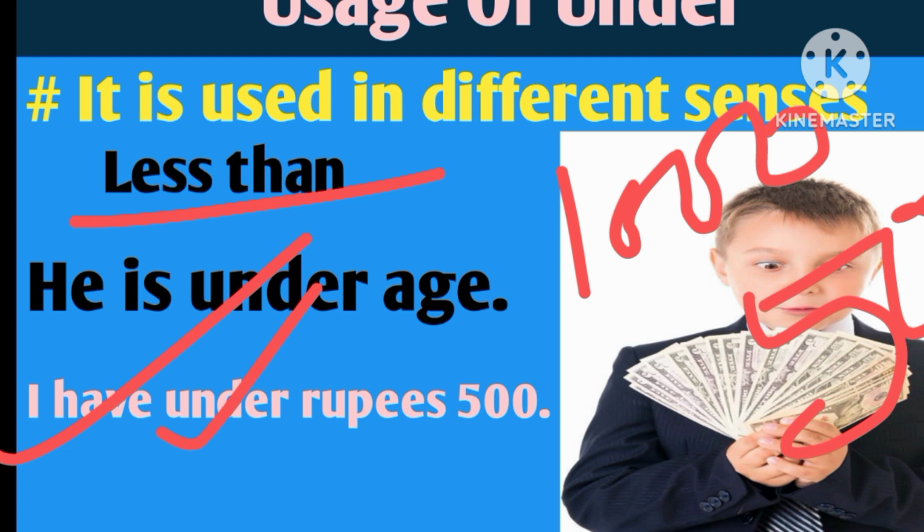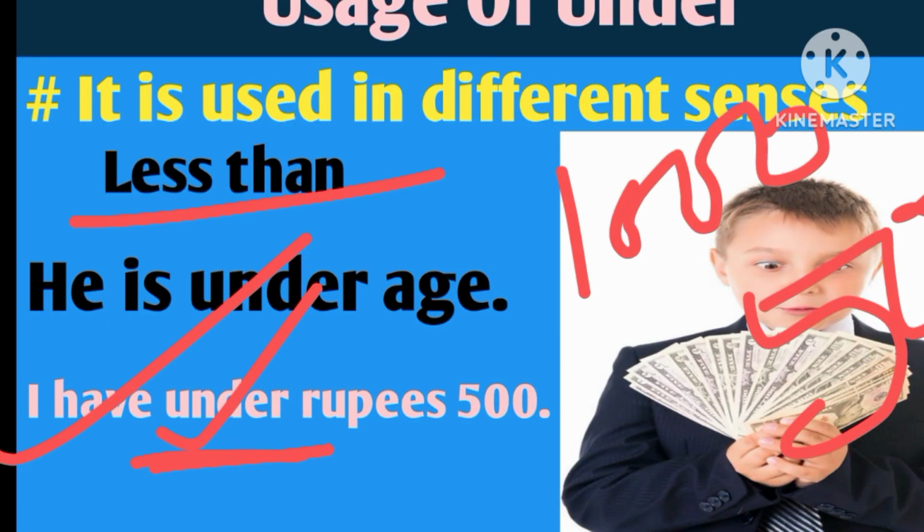In this sense we can use under. I have under rupees 500. That means I have 500 rupees less than the desired amount. My dear friends, I think you can understand this usage. Friends, move on to the other slide.